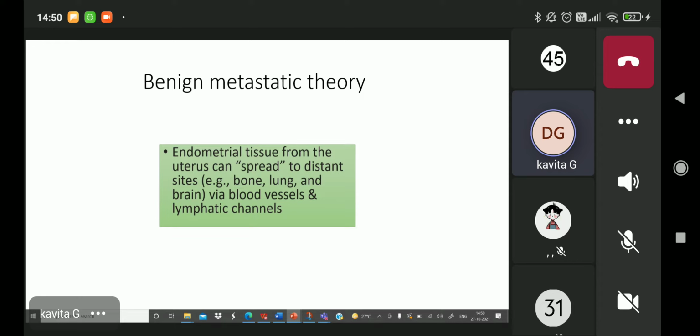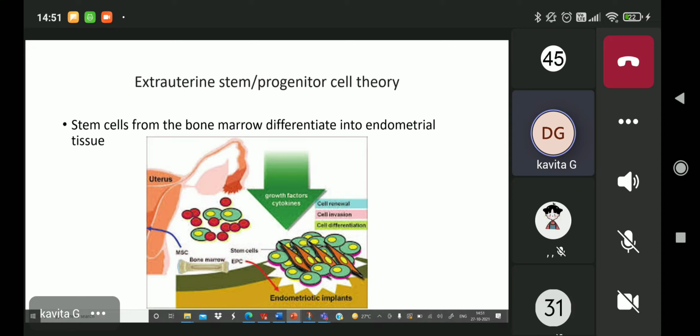Another thing is the benign metastatic theory. They are saying that what is happening is that from the uterus, endometrium is being implanted outside via the blood vessels and the lymphatic channels. So because of the blood vessel supply to other organs, chipped off endometrium can be carried off to distant sites. Another thing is the stem cell theory.